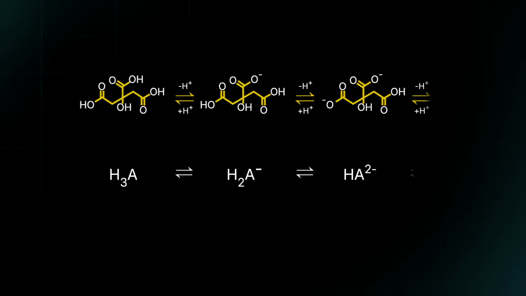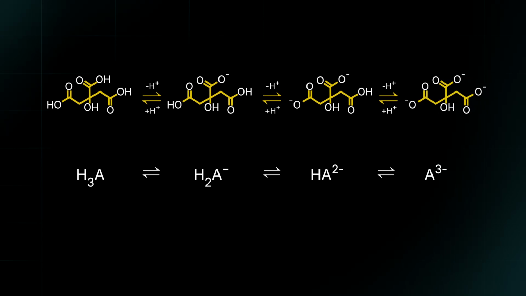HA2- goes to A3-. Each of these stages has its own acid dissociation constant, Ka, and corresponding pKa value. The first stage is associated with Ka1 and pKa1. The second with Ka2 and pKa2, and the third with Ka3 and pKa3. These values tell us how easily each proton is lost during the titration.